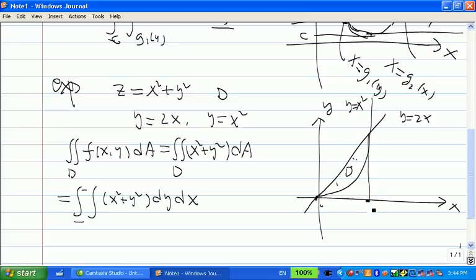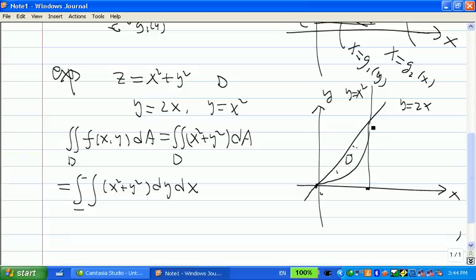How do we find these coordinates? First of all, we have to find the intersection of those two curves. What do we mean by intersection? That means, for example, this point satisfies both equations. So we have y equal to 2x and y equal to x squared. On the intersection, the y values are equal, so you set them equal and get x squared equal to 2x.